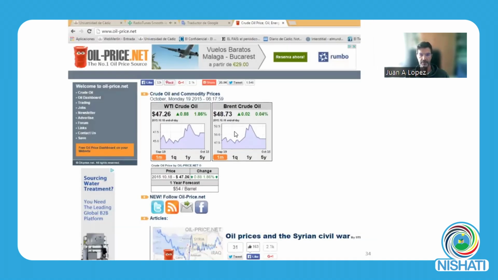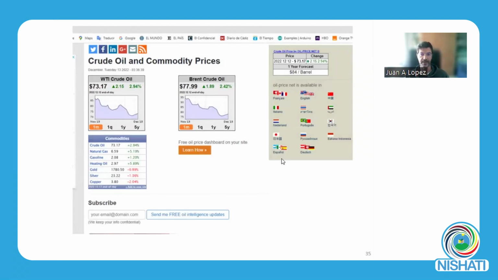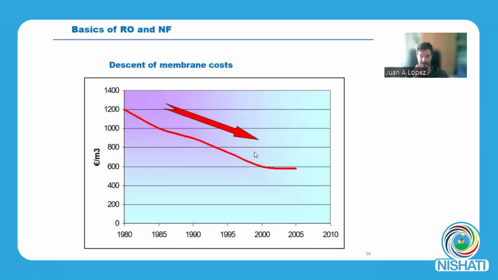In 2011 it was almost $124. With the fracking development in the US it was 38. Today, the Brent is 71, I checked today, something like that. So the cost of the oil is very volatile, depending on the geopolitical issues. So it's something that we must take into account.